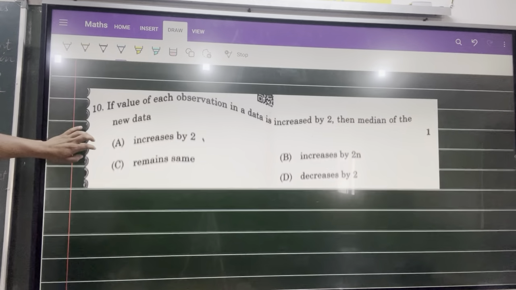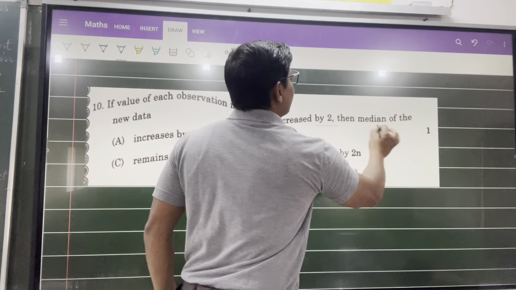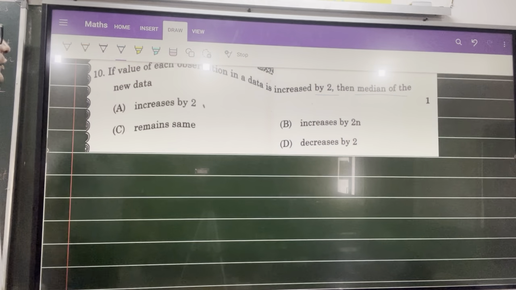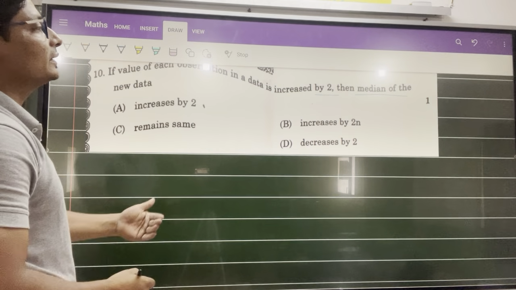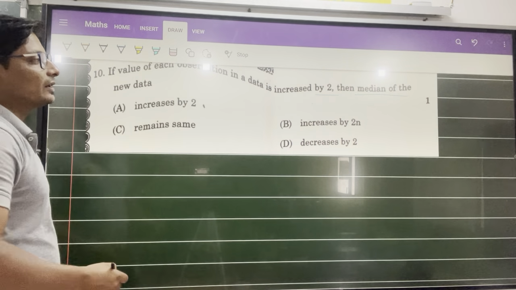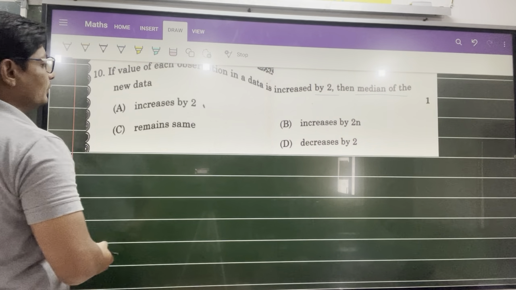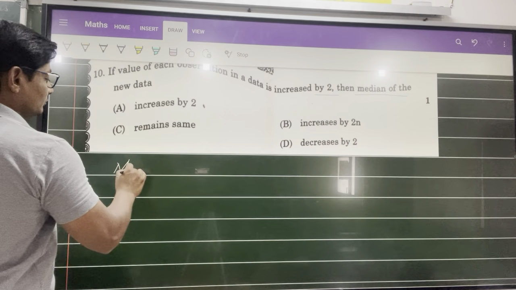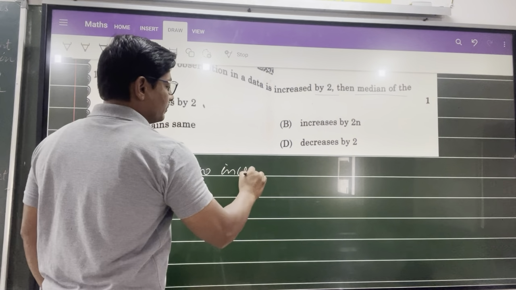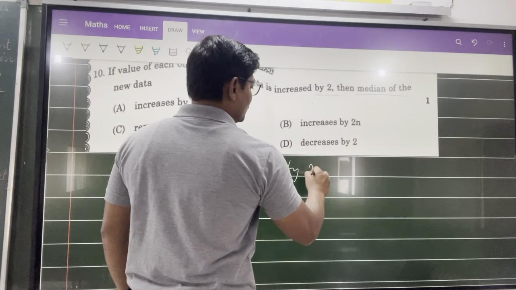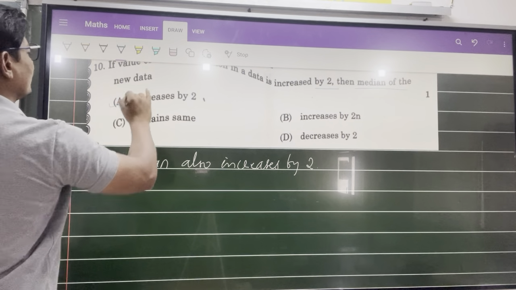Fine. So if value of each observation in data is increased by 2, then median of the new data is. So it is a very simple question. So if the value of each data is increased by 2, then obviously the middle value will also be increased by 2, or if you take the average, so that average value will also be increased by the same value. So therefore, here median also increases by 2. So therefore that is the correct option. Check where it is, increases by 2. So option number A.